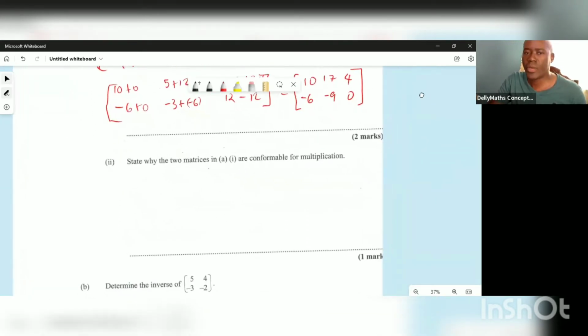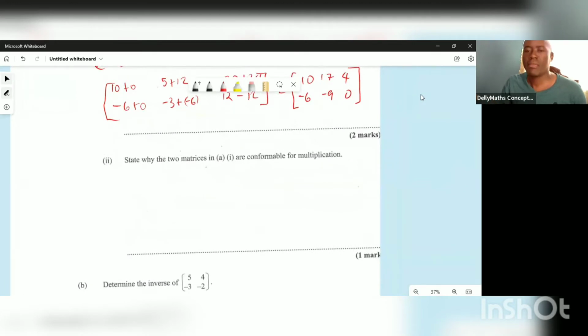The second question says, state why the 2 matrices above are conformable for multiplication. Well, it was a 2 by 2 matrix being multiplied by a 2 by 3 matrix. Now, when you write out the order of the matrix, if the inner numbers are the same, they are conformable for multiplication.